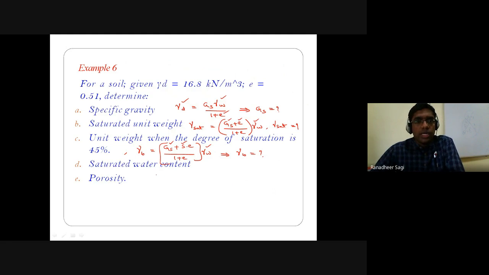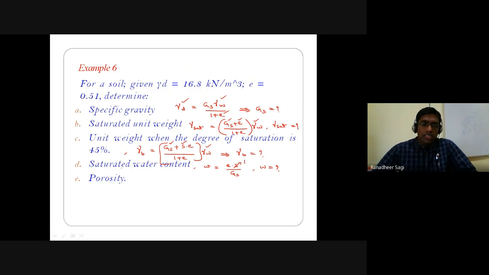Upon substituting, you will get the unit weight of the soil at 45% degree of saturation. Next, we are required to calculate the saturated water content. When the soil is saturated, what is the water content present in that soil? That is what we need to calculate. So water content I can write as e into S by GS. Since the soil is fully saturated, S is equal to 1. So water content is e by GS, where the e value and GS value are known. From this, you can calculate the water content.